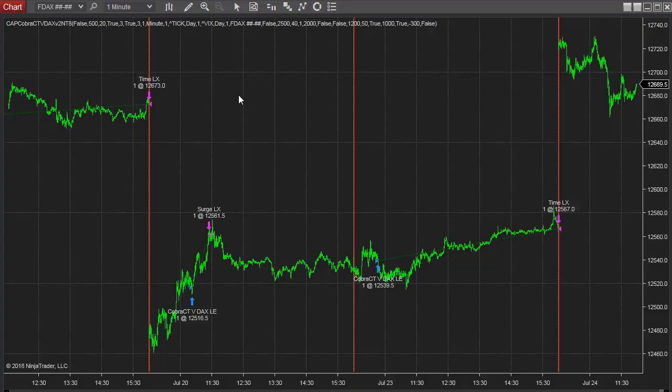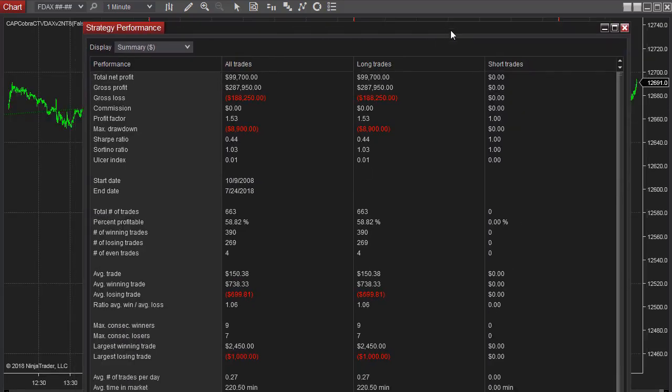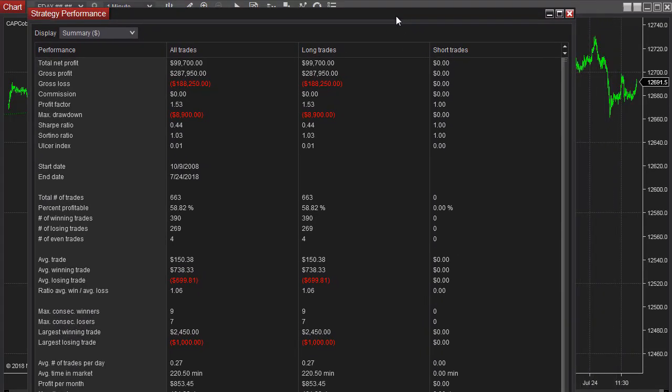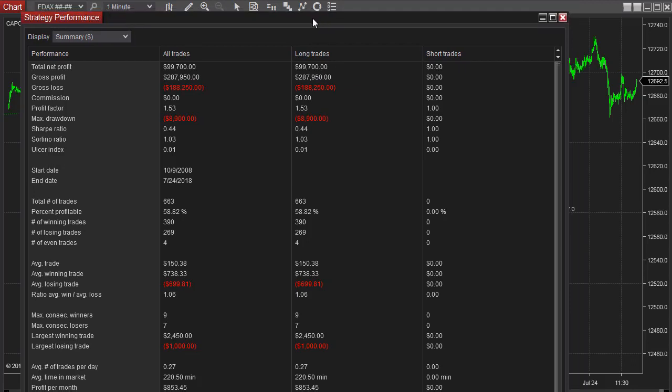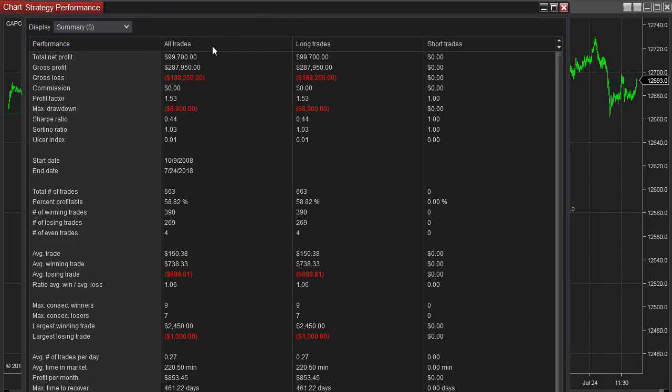One of the other strategies that you get with the money management algorithms is DAX Cobra CT5, and we are adding it to NinjaTrader 8 finally. And here are the results we get. Just a few tweaks from the previous version as far as expanding the time frame to a longer period of the day and using 1 minute charts on data 1 and data 2 instead of 3 and 5. And so here are the results: 99,700, 663 trades, 150 average trade profit.